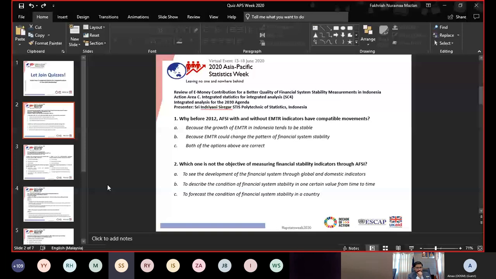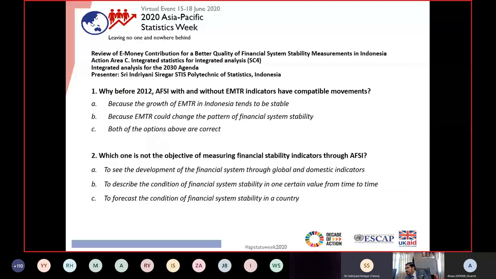Okay. For number one, why before 2012, AFC with and without EMTR indicators have compatible movements? The answer is because the growth of EMTR in Indonesia tends to be stable. Before 2012, the growth of EMTR in Indonesia tends to be stable, but after 2012 there are fluctuative movements, and in 2018, the e-money transaction ratio has rapidly increased. So the answer is A, because the growth of EMTR in Indonesia tends to be stable before 2012.